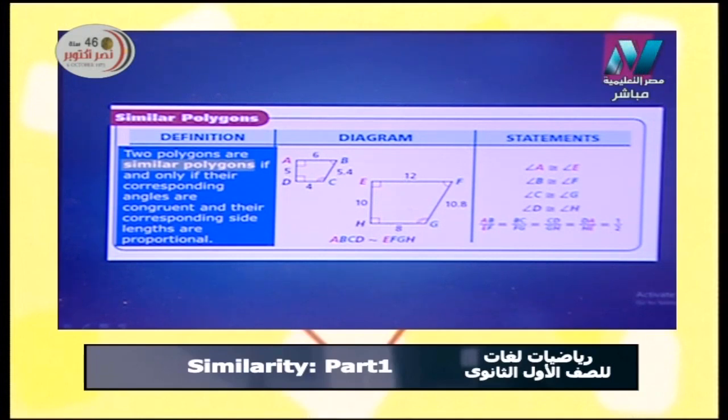It's a ratio. And BC here corresponds to side FG in the other one. So when we divide BC over FG, it will be half, and so on. All these ratios are equal and each of them equals half. So each two corresponding sides here are proportional. When we talk about similarity of two polygons, we must verify the two conditions together. The first is each two corresponding angles are congruent. The second is each two corresponding sides are proportional.